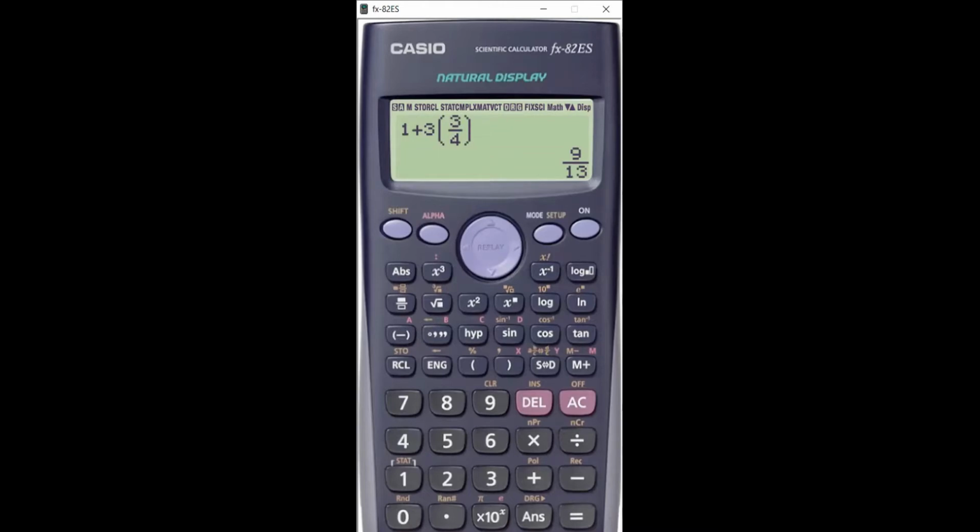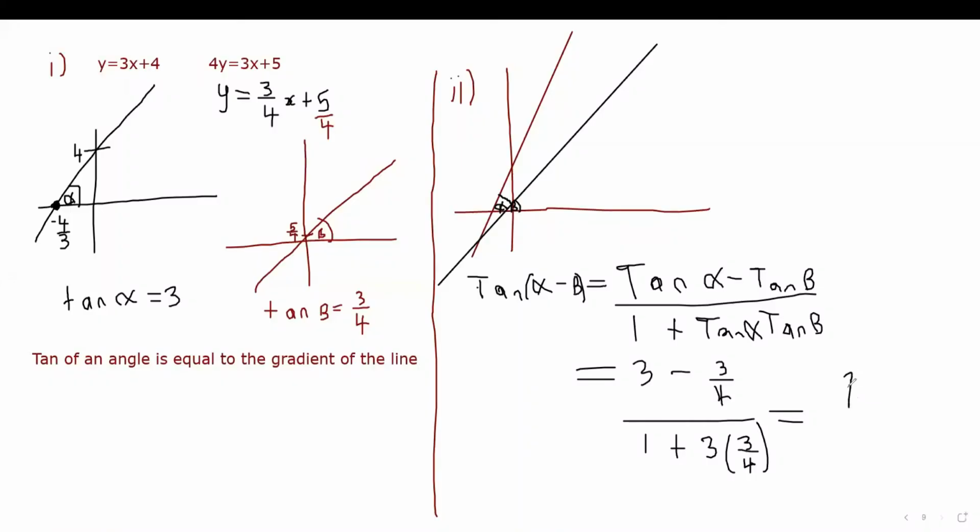So this is 9 over 13. Final answer is 9 over 13. That's it. That's the tan of alpha minus beta.